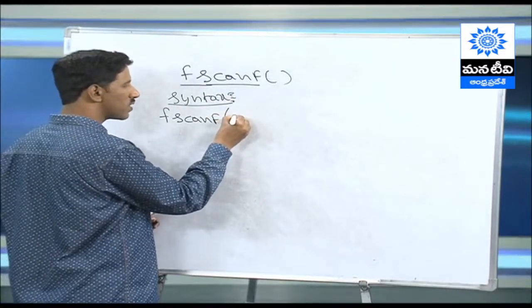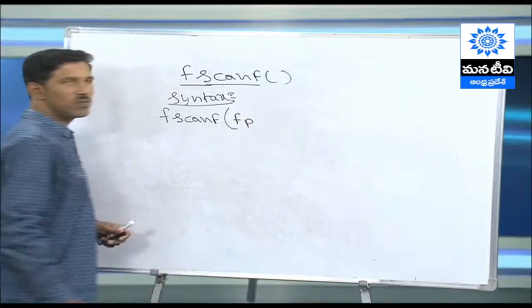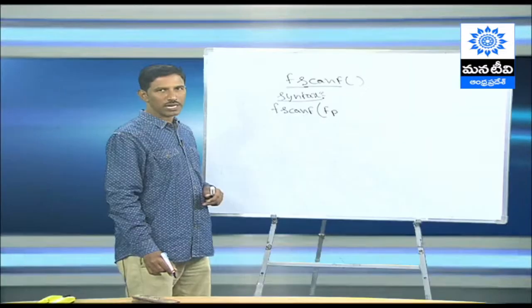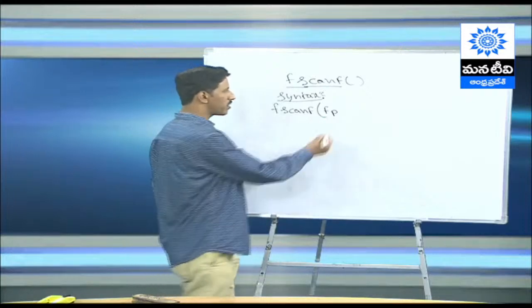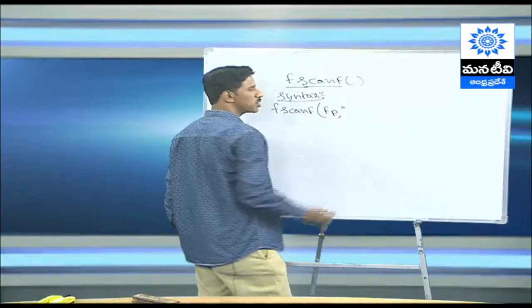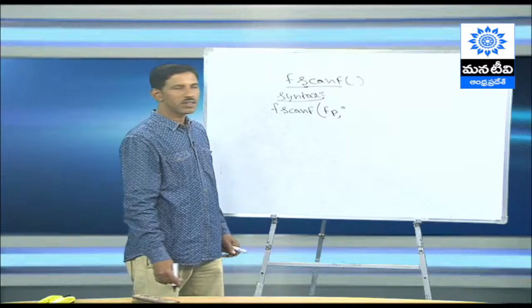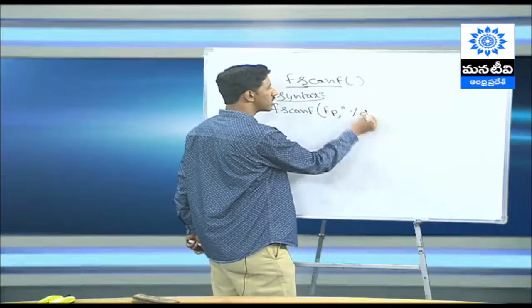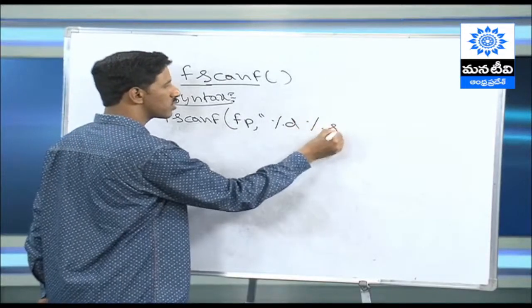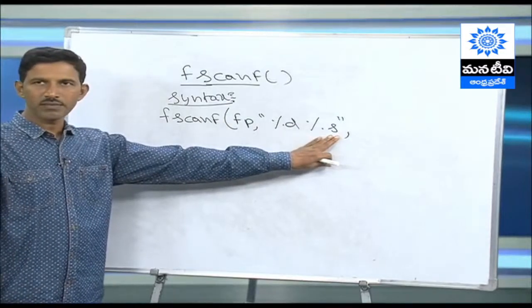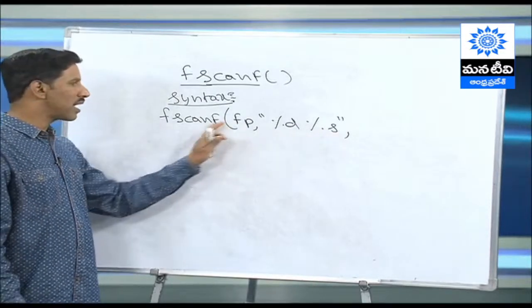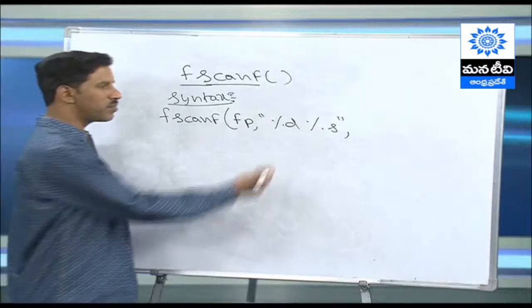Here you have to use fscanf with fp. What is meant by fp? File pointer. That means from which file you want to read the data. After that, what needs to be mentioned? Format specifiers. I want to read an integer with %d, and a string with %s. Now this is a format specifier. Generally, a normal scanf also uses format specifiers %d and %s.